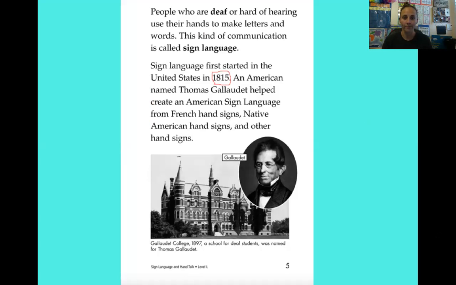1815 in America. An American named Thomas Gallaudet helped create American Sign Language. We're going to need that too. Thomas Gallaudet. He helped create American Sign Language from French hand signs over in France, Native American hand signs, and other hand signs. So here we see a picture of Gallaudet, and this is the college, a school for deaf students that was named after him.